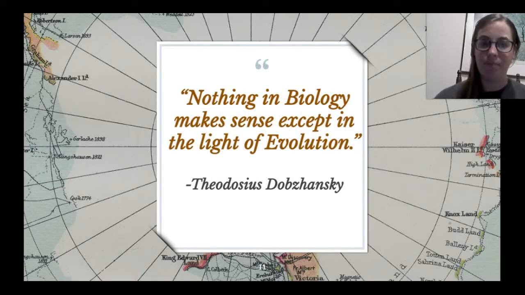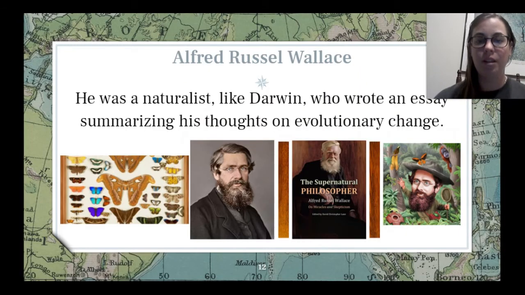Nothing in biology makes sense except in the light of evolution. Everything that we've learned up until this point has led us to be able to understand the changes of organisms over time. Alfred Russel Wallace was a naturalist like Darwin, and he wrote an essay summarizing his thoughts on evolutionary change.